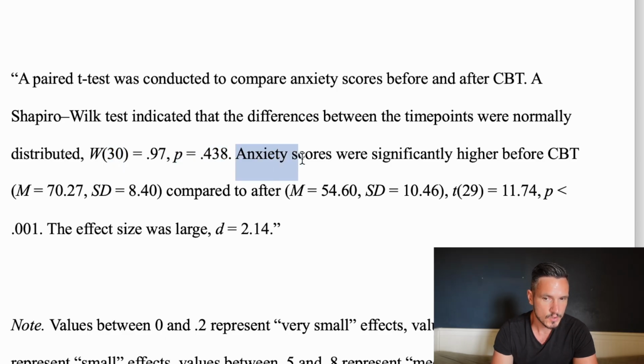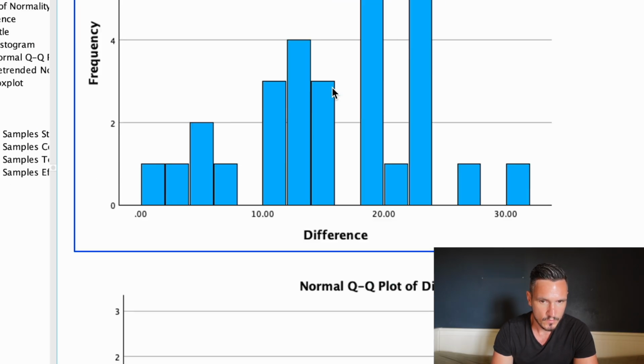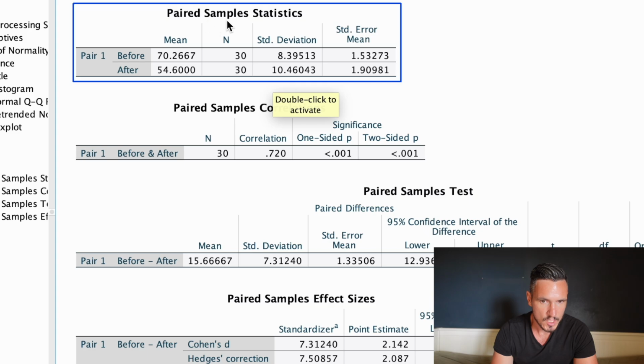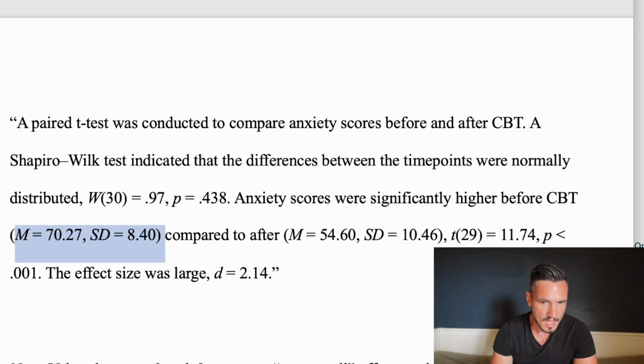Next, I've said that anxiety scores were significantly higher before CBT compared to after, and I've inserted some means and standard deviations. So here are the statistics for before CBT. So we have a value of 70.27 for the mean. So if we scroll down slightly, we can find this paired sample statistics table and this mean column and this before row. And here we have this value of 70.27 rounded to 2 decimal places. We have a standard deviation of 8.40 rounded to 2 decimal places, and that's what we have here.